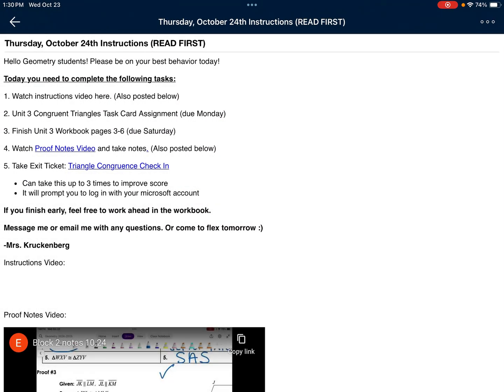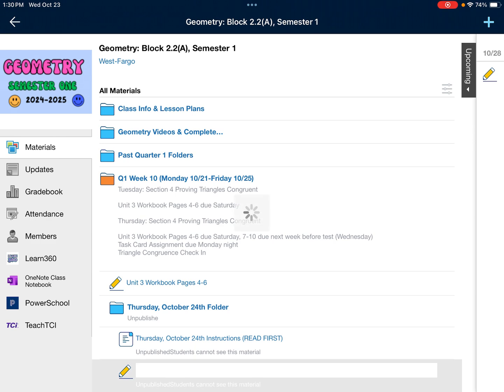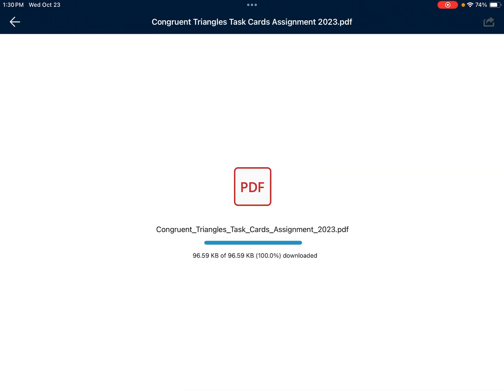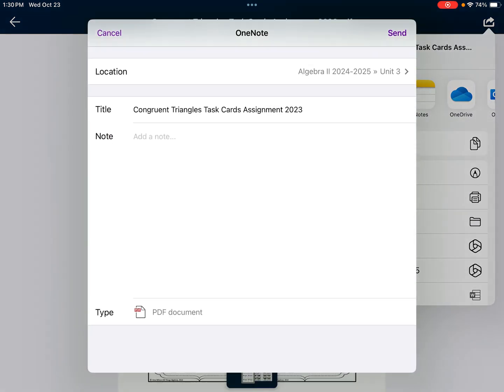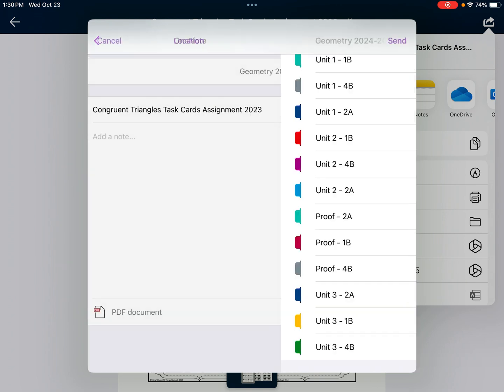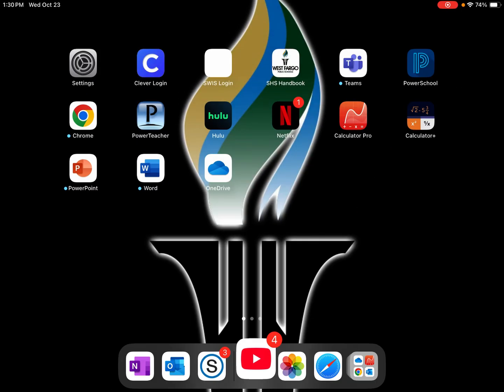Okay, so what I want you to do right now is I'm going to start you on the congruent task cards assignment. I'm going to have you take this task card assignment out and put it in your OneNote. And then we're going to go over a couple of these problems together. Okay, so get out the congruent task card assignment into your OneNote.